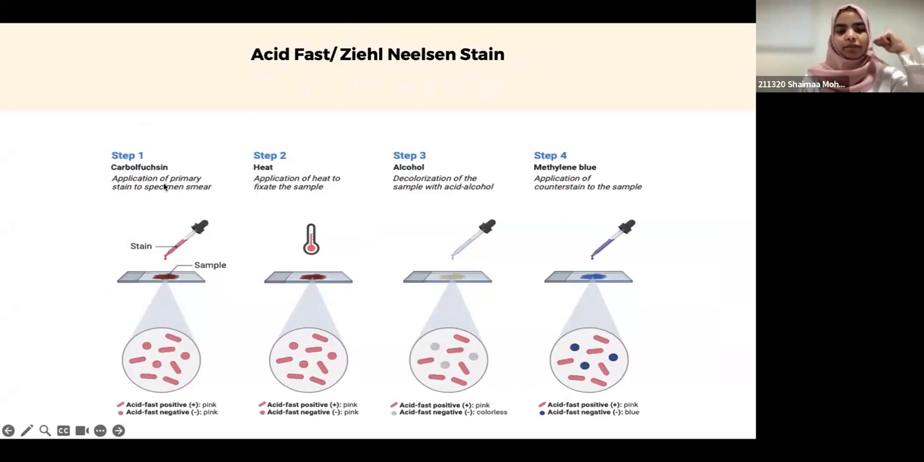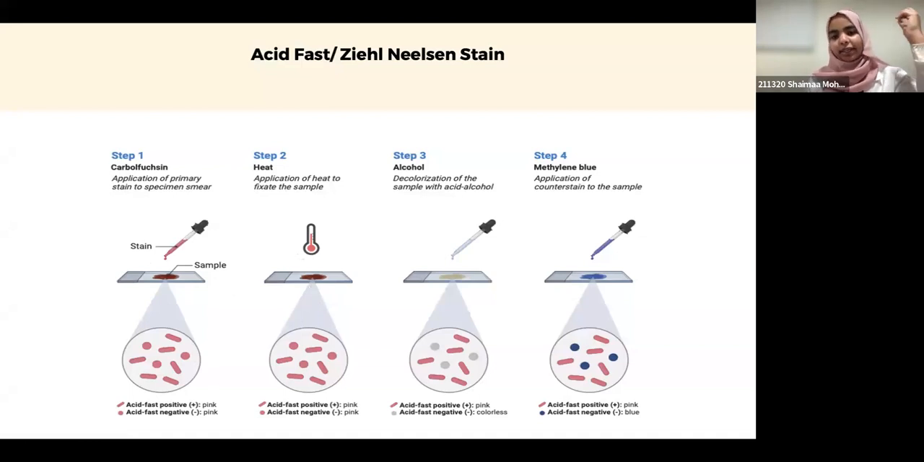Okay, so here first you're going to add something called carbol fuchsin. It's fuchsia, it's pink in color. When you add it, everything in the sample is going to stain pink. Okay, and then now you're going to apply heat. When you apply heat, this is going to fixate the dye in the bacteria. So first you add carbol fuchsin to stain, and then you apply heat to fixate it.